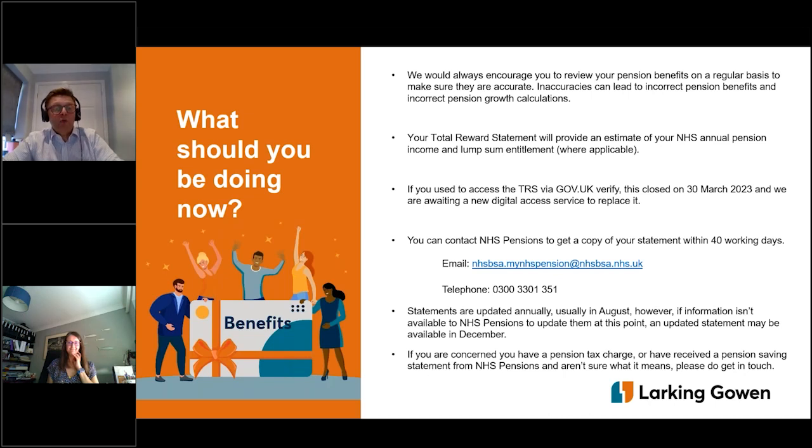And of course, if you are concerned you have a pensions tax charge or you've received that brown envelope through the letterbox, as Lizzie mentioned, please do get in touch with us or your own accountant. If your own accountant is not familiar with the intricacies of the NHS pension scheme, then it would make sense to speak to somebody who does know. So that's a quick plug for us.